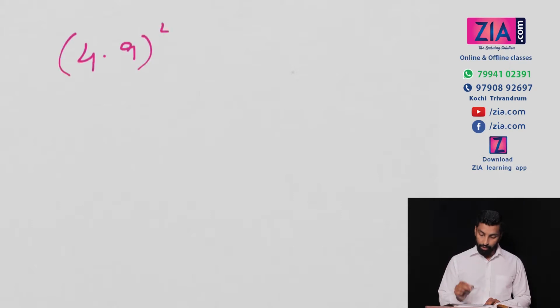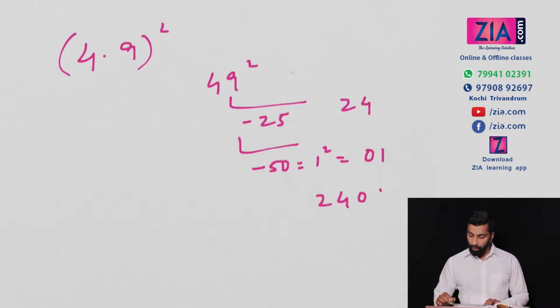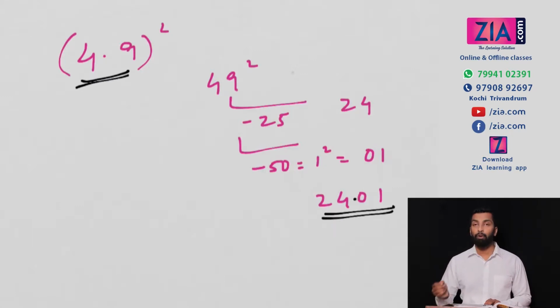Next question, again by using identity, you need to find 4.9 whole square. Otherwise I know how to find 4.9 square easily, right? I will take it as 49 square. If you need to find 49 square, first step is minus 25, you will get 24. Next step is minus 50, you get 1. 1 square is equal to 1, so add 0. 2401, that's what 49 square is. So when it is 4.9, you will put a point here, so 24.01.